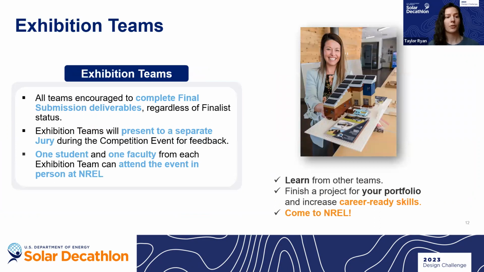And then the organizers also encourage all teams to complete the final submission deliverables regardless of finalist status. And this will be called an exhibition team. This is part of the rules, and something that we encourage all teams to do is complete the work on the design project, even if your team is not selected as a finalist at the semifinal competition event. So exhibition teams will present to a separate jury during the competition event for feedback. They are not eligible for division winner or grand winner awards, but you'll still have that opportunity to present to a jury and get real world industry feedback on your design projects.